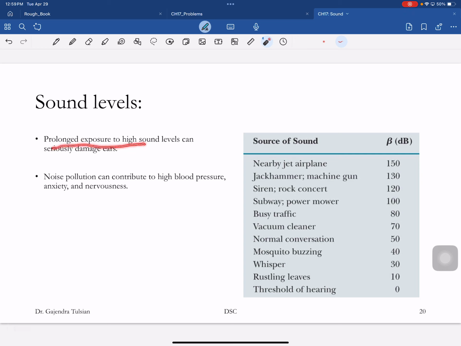Prolonged exposure to high sound levels can damage your ears. In addition, it can contribute to high blood pressure, anxiety, and nervousness. So it's not good psychologically as well.